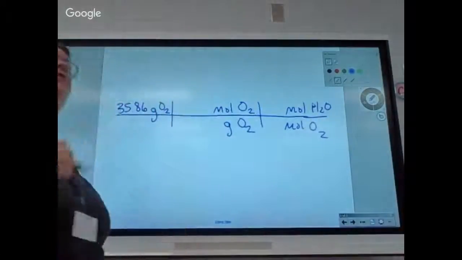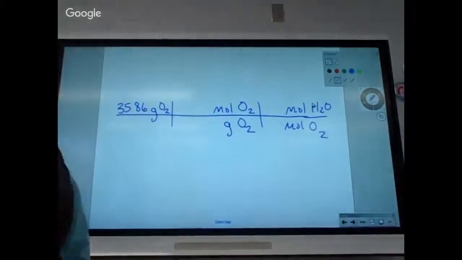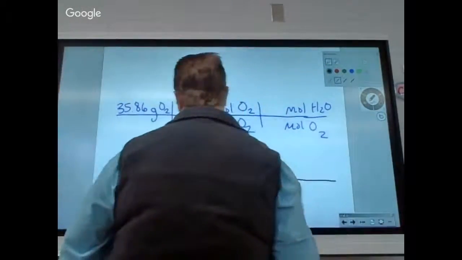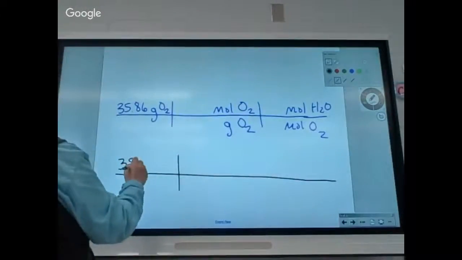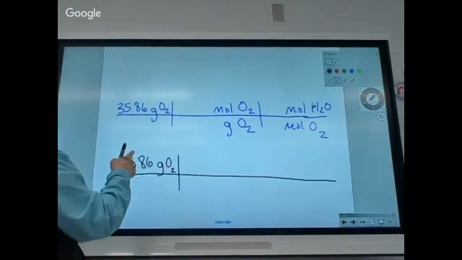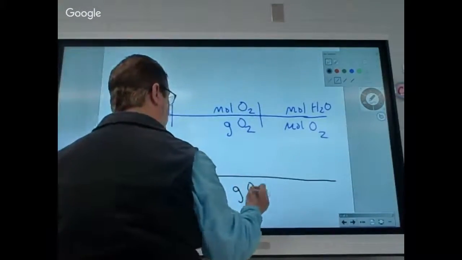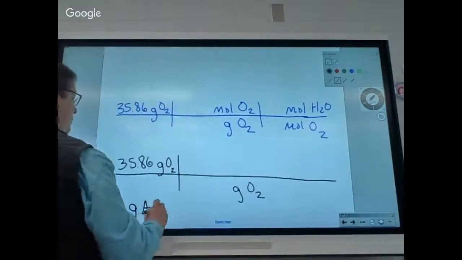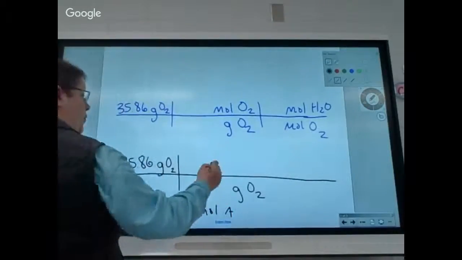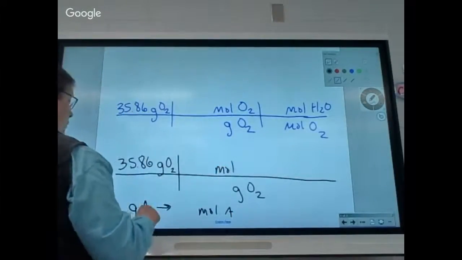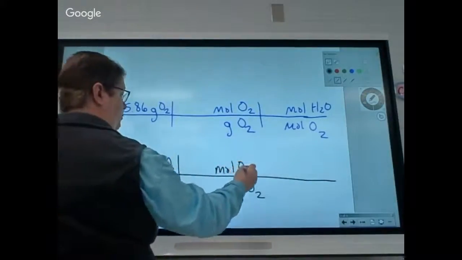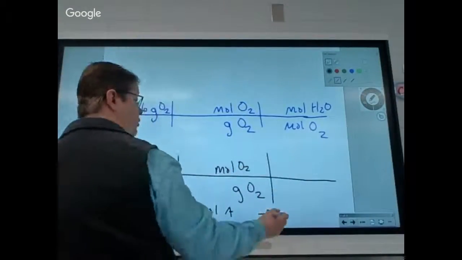Now, if that is too difficult for you and you're like, I can't figure out what you want, Miss Wall, okay, I get it. Some people just can't follow the logic. You can start your chart with 35.86 grams of oxygen. Whatever's on top has to go where? On the bottom. According to our flow chart, if we start in grams of A, what has to come next? Moles of A. So we're putting moles on the top of A. What's A? We're going to O2. Now we're going to moles of B.